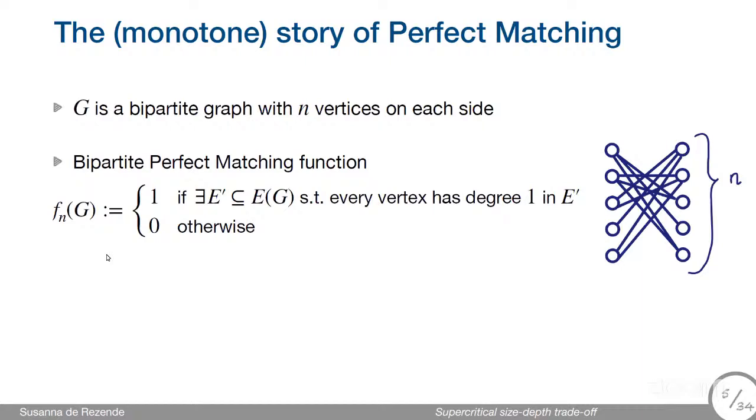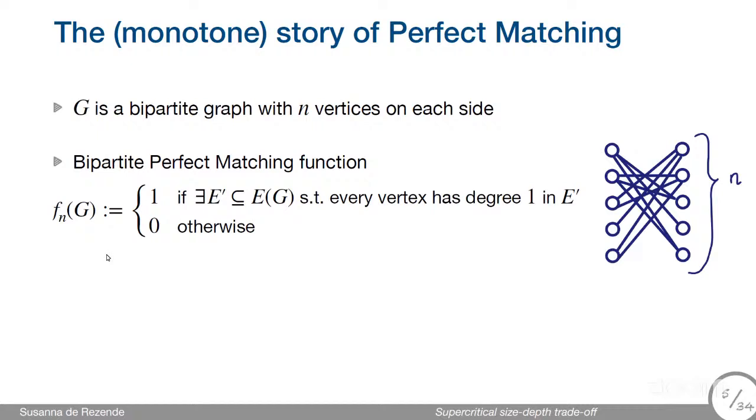So in order to explain why we could perhaps expect there to be such trade-offs, I'm going to tell a few stories. So first, the story of perfect matching, which is actually the monotone story of perfect matching. So just to be concrete, I'll be talking about bipartite graphs. So G is a bipartite graph and n vertices on each side. And this is just the function. I'm writing it out for a reason.